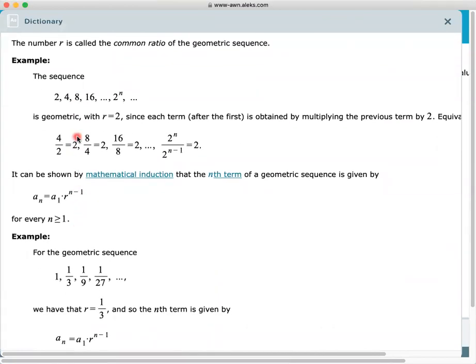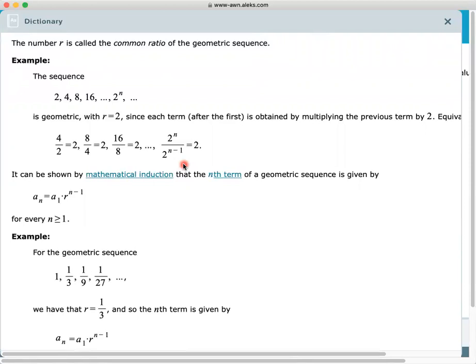So for example, we have 2, 4, 8, 16, dot dot dot, 2 to the n. A geometric sequence is a sequence of numbers in which when you divide two consecutive values, you get the same ratio, which we call the common ratio. So 4 divided by 2 is 2, 8 divided by 4 is 2, 16 divided by 8 is 2. If you take 2 to the n divided by 2 to the n minus 1, you also get 2.